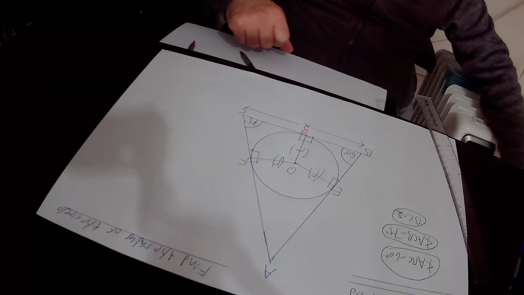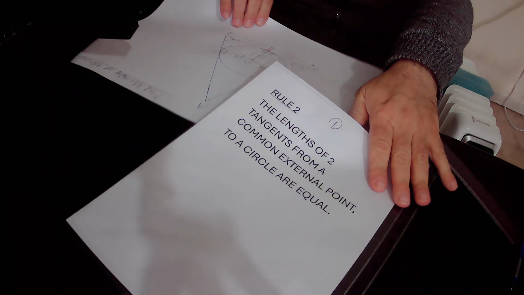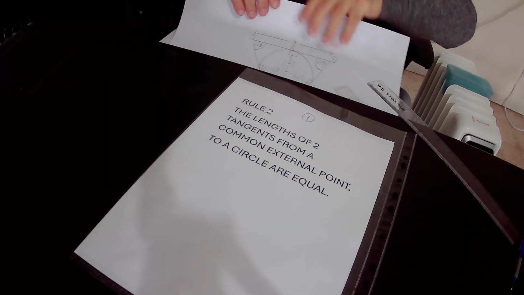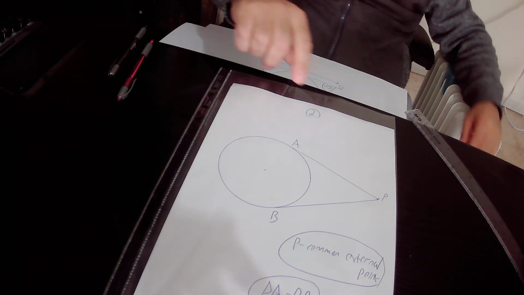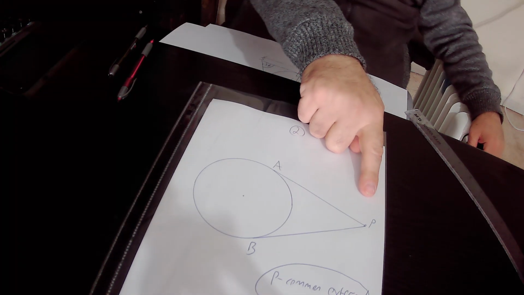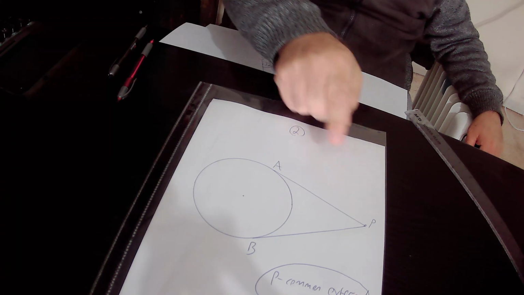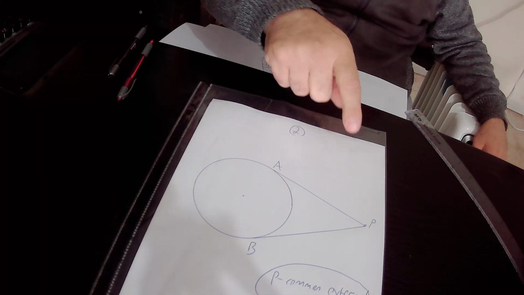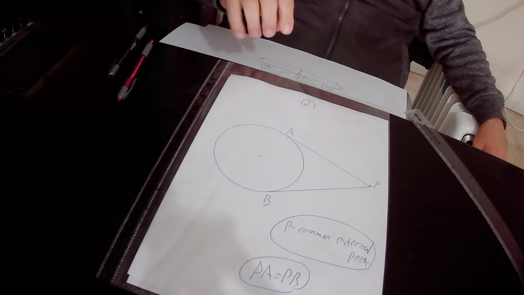We have also rule number 2. According to rule number 2, the lengths of two tangents from a common external point to a circle are equal. So in the drawing we have a circle, and we have the common external point, point P. From point P, we have two tangents to this circle, tangent PA and tangent PB. And according to rule number 2, they are equal to each other. That is to say, PA equals PB.